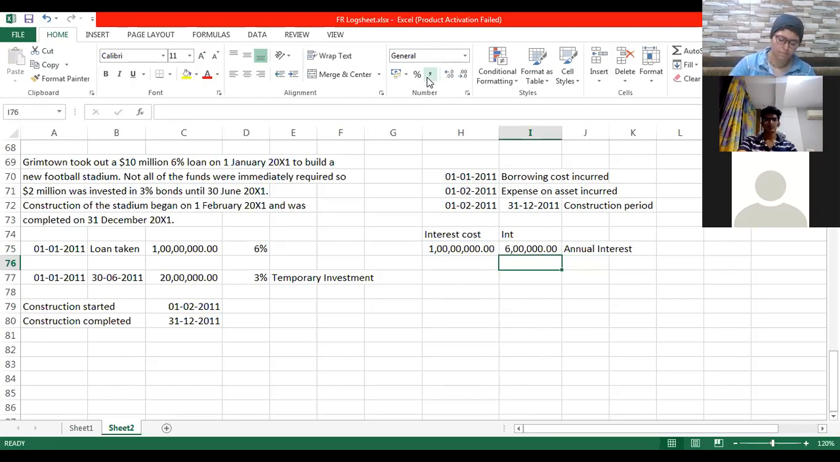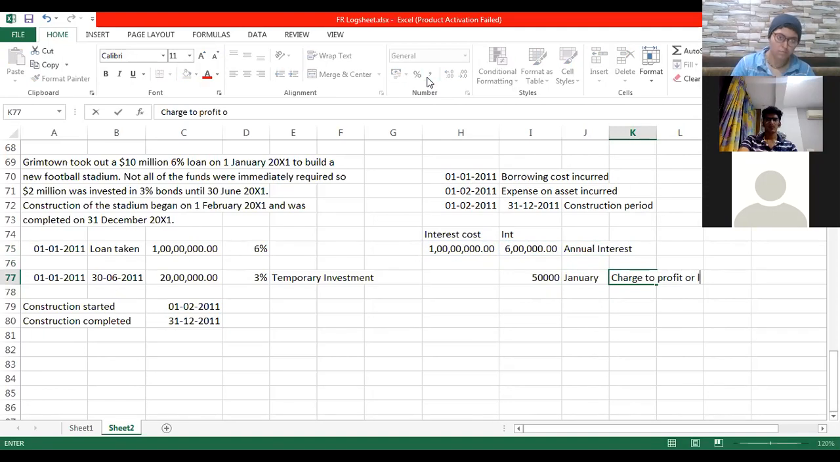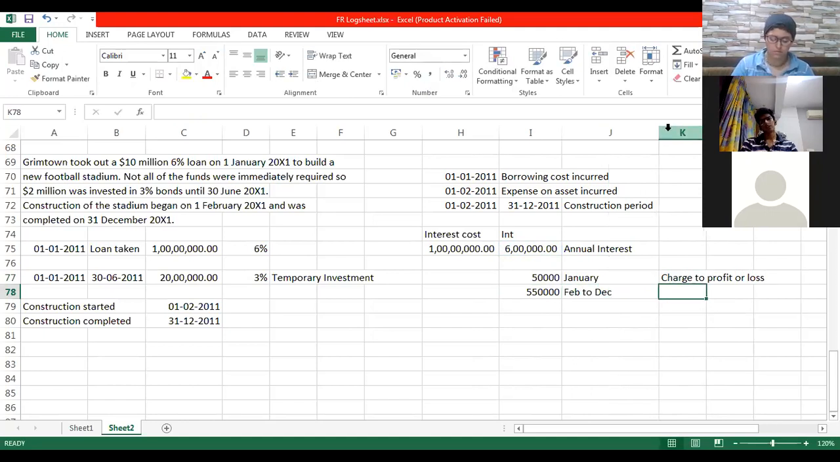Now, out of this, first of all, how much can we capitalize? We can capitalize only for the 11 months, starting from February onwards. So 6 lakhs into 1 divided by 12, this is for the month of January, charged to profit or loss, and the remaining is 6 lakhs into 11 by 12. That means this is February to December. This we can capitalize.